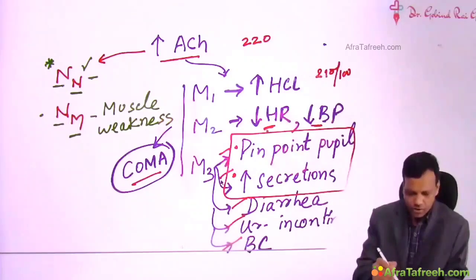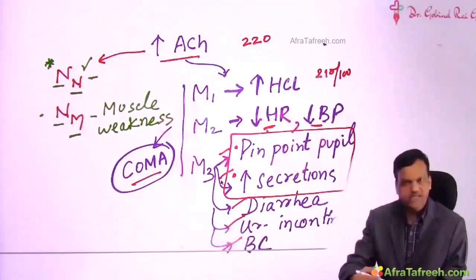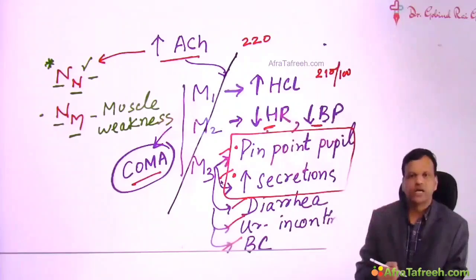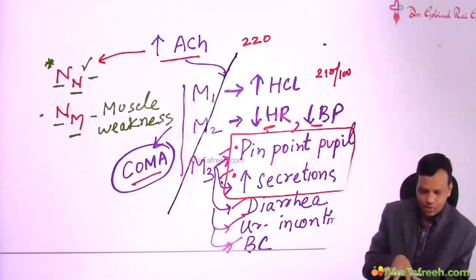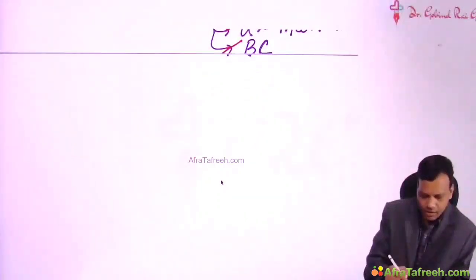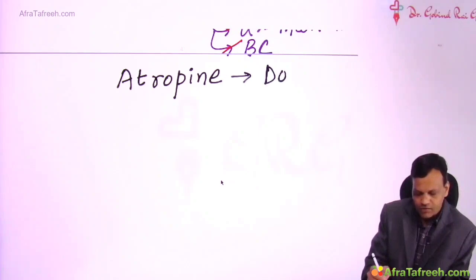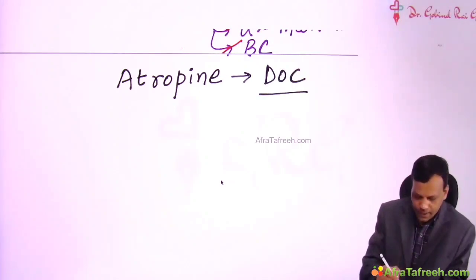Now we have diagnosed, so we need to treat, and we know most of the symptoms are muscarinic symptoms, M1, M2, M3. So to treat these symptoms, we will block muscarinic receptors. And which drug blocks muscarinic receptors? Yes, the answer is atropine. So atropine is a drug of choice for organophosphate and carbamate poisoning. It is given by IV route.